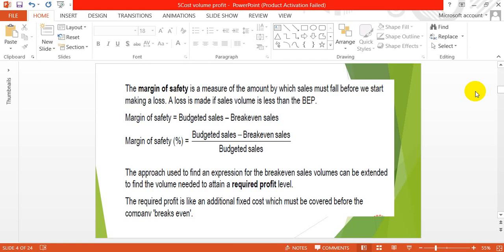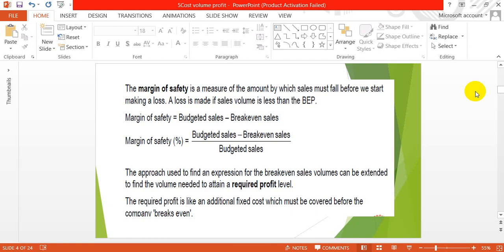This approach is used to find an expression for the break-even sales volume. It can also be extended to find the volumes needed to attain a required profit level. So you may have a target profit figure that you want to attain. So you want to know the volumes that you need to sell for you to get this profit.